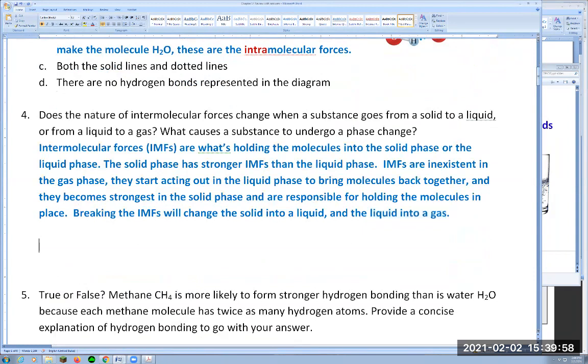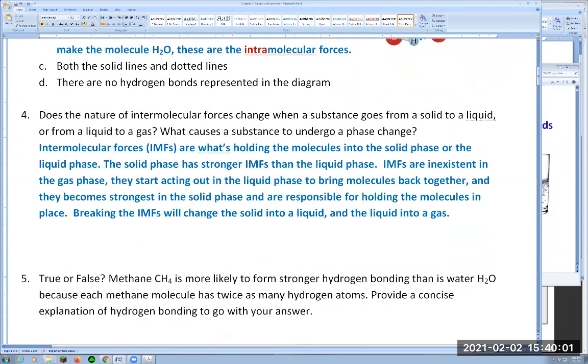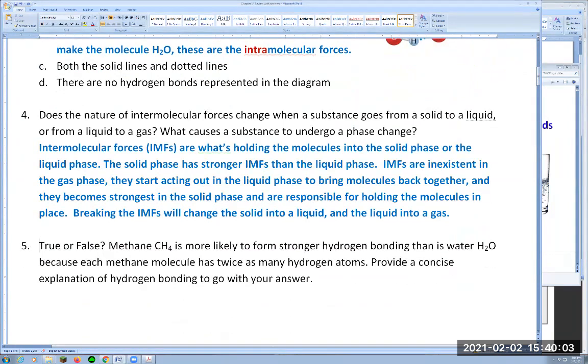So let's keep going with question 5. The question is asking, true or false: methane, which is CH4, is more likely to form stronger hydrogen bonding than is water, H2O, because each methane molecule has twice as many hydrogen atoms. Provide a concise explanation of hydrogen bonding to go with your answer. So is it true or false that methane will have stronger hydrogen bonding than water because it has more hydrogen atoms?